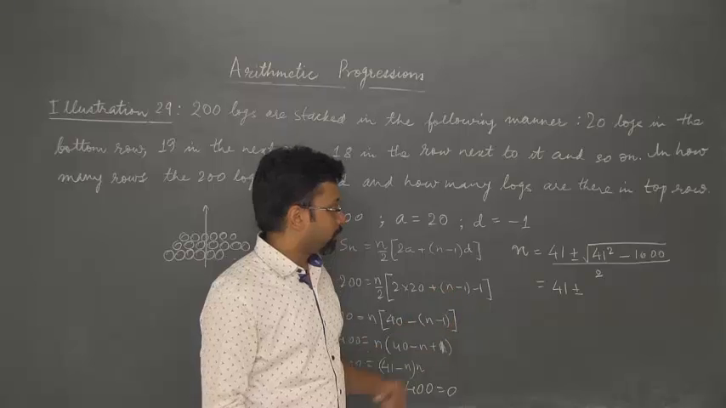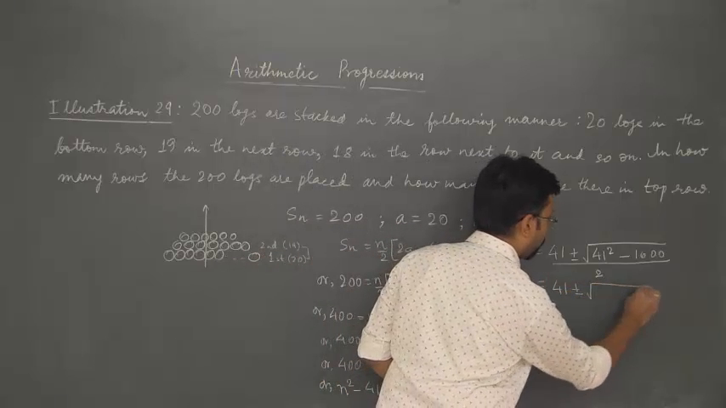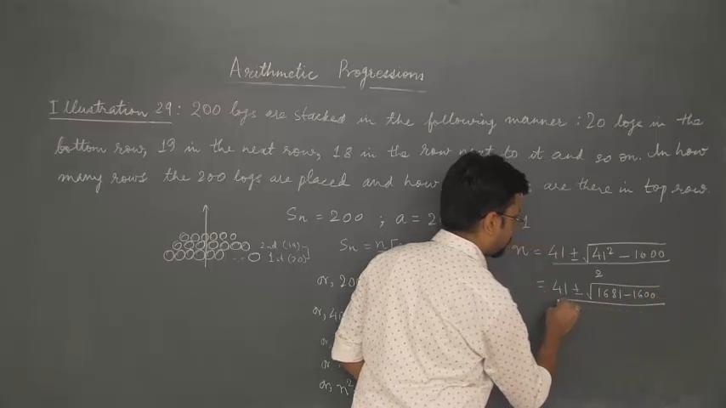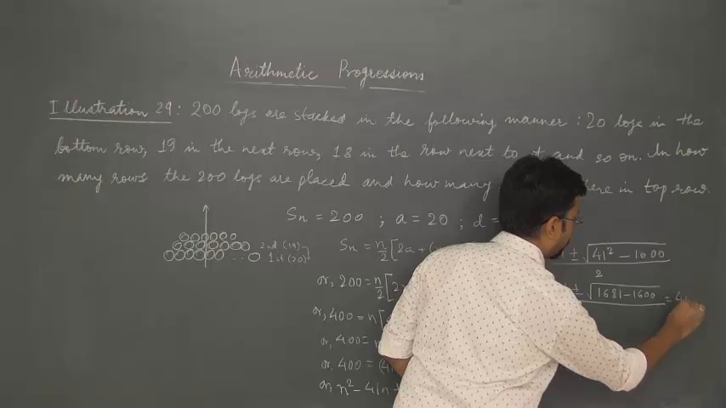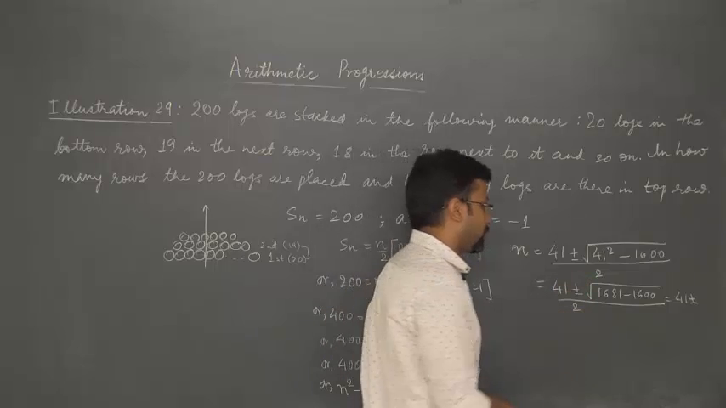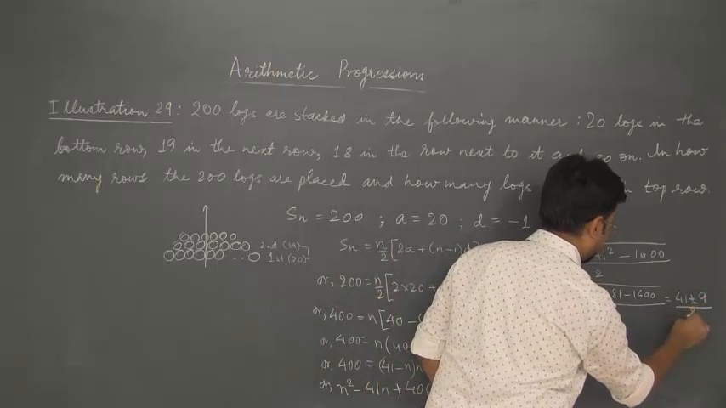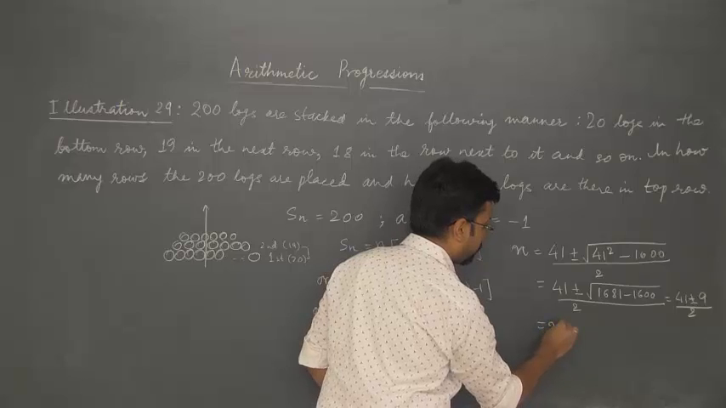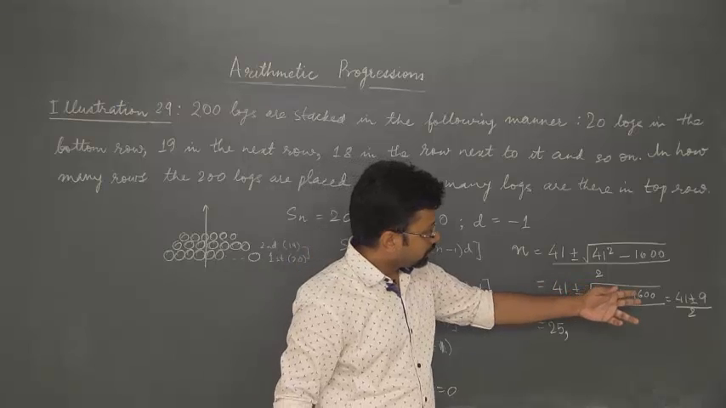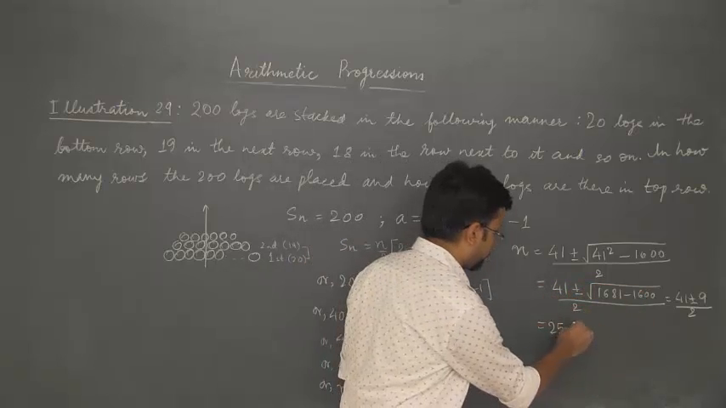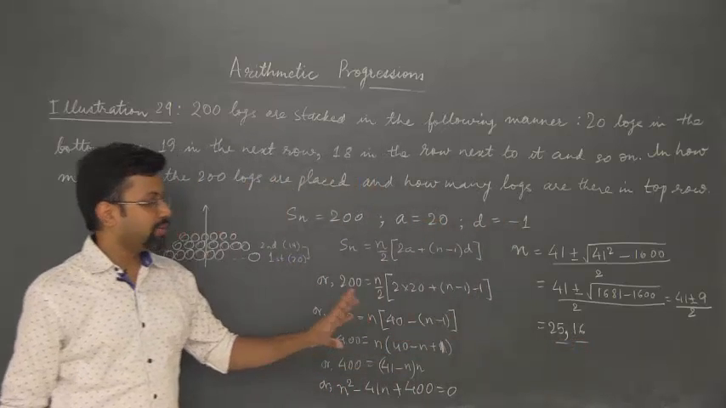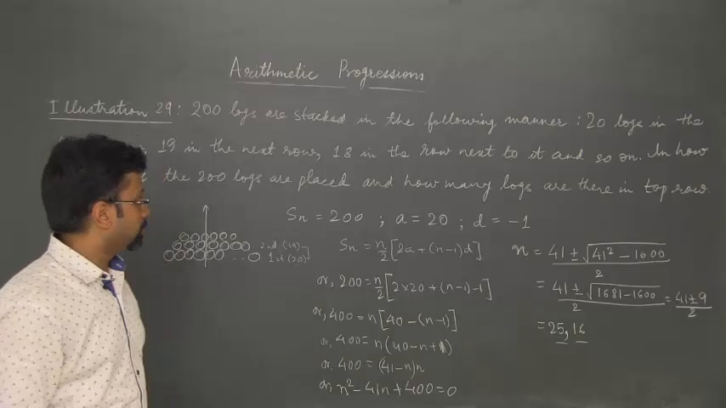How much is 41 square? 41 square is 1681. So you get 1681 minus 1600, which is 81, and square root of 81 would be 9. So you have n equal to 25, or n would be equal to, how much do you get? The other value would be 32 by 2, 16. So you get two values of n. n can be 25 or n can be 16.